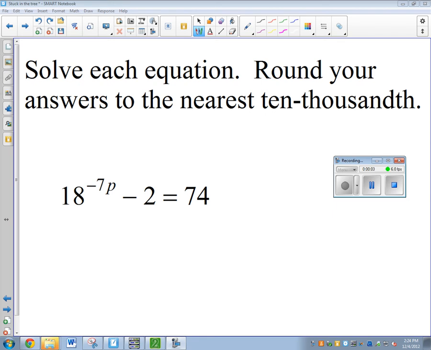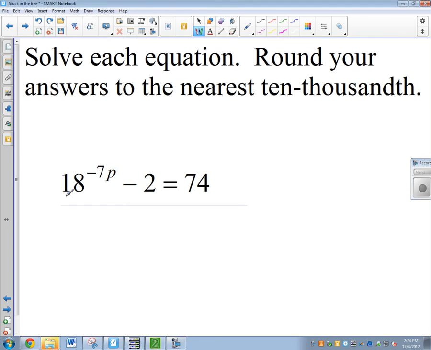Okay, so today we learned how to solve exponential equations. We've done this before by changing bases, but today we're actually going to solve them no matter what. So that's going to be our key for today. It says solve each equation, round your answer to the nearest 10 thousandths. So that means we're going to 4 decimal points. That's what we've done in class this whole time.